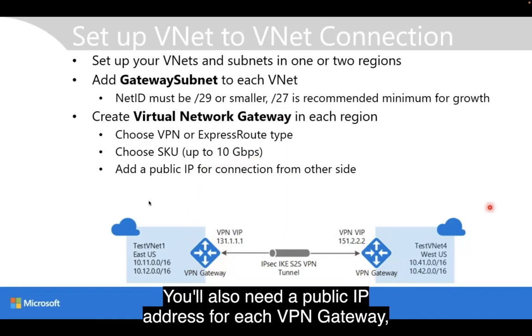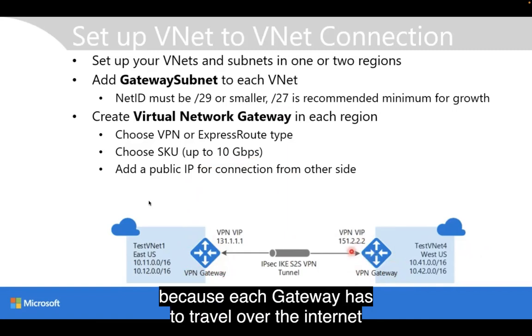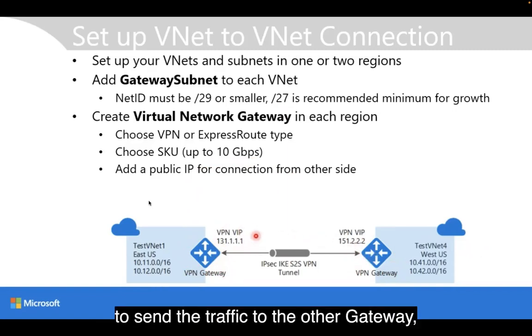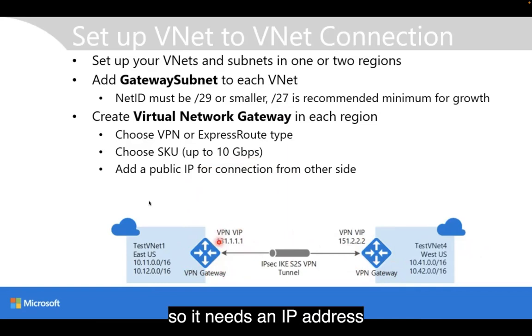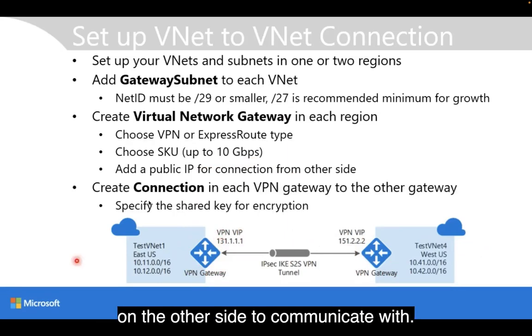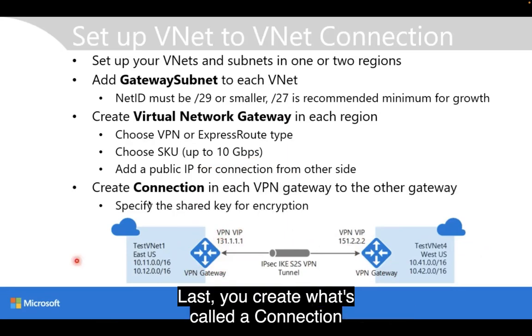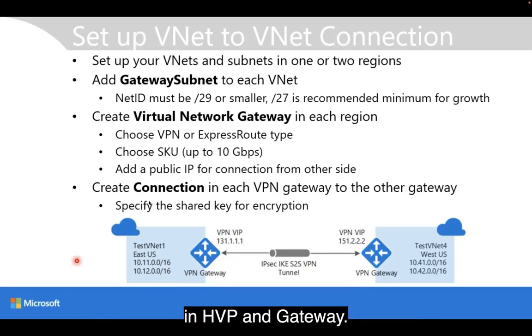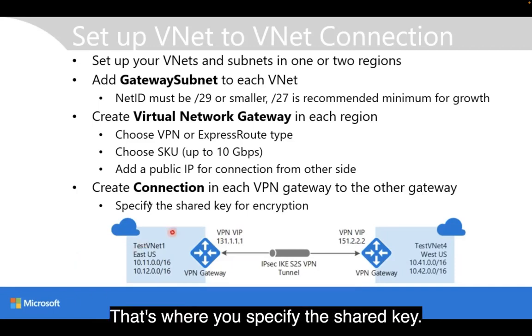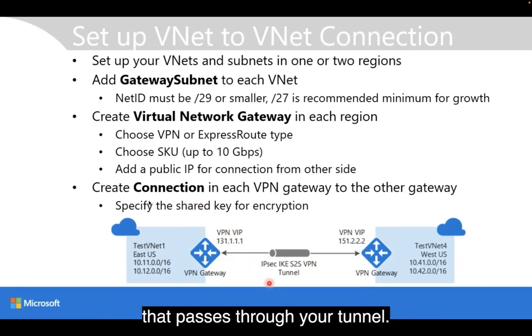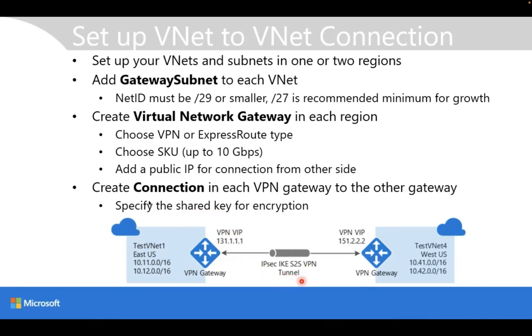You'll also need a public IP address for each VPN gateway, because each gateway has to travel over the internet to send the traffic to the other gateway, so it needs an IP address on the other side to communicate with. Last, you create what's called a connection in each VPN gateway. That's where you specify the shared key. That shared key is used to encrypt all the data that passes through your tunnel.